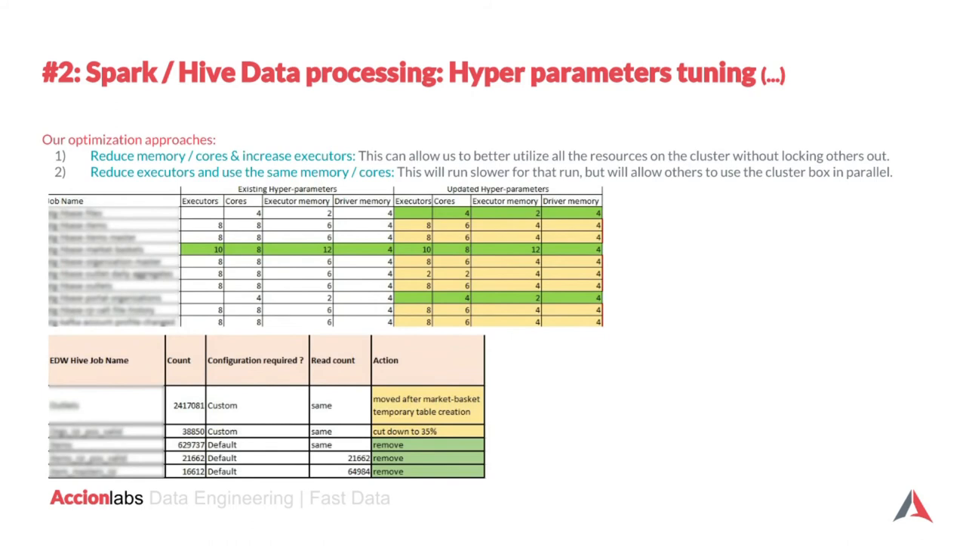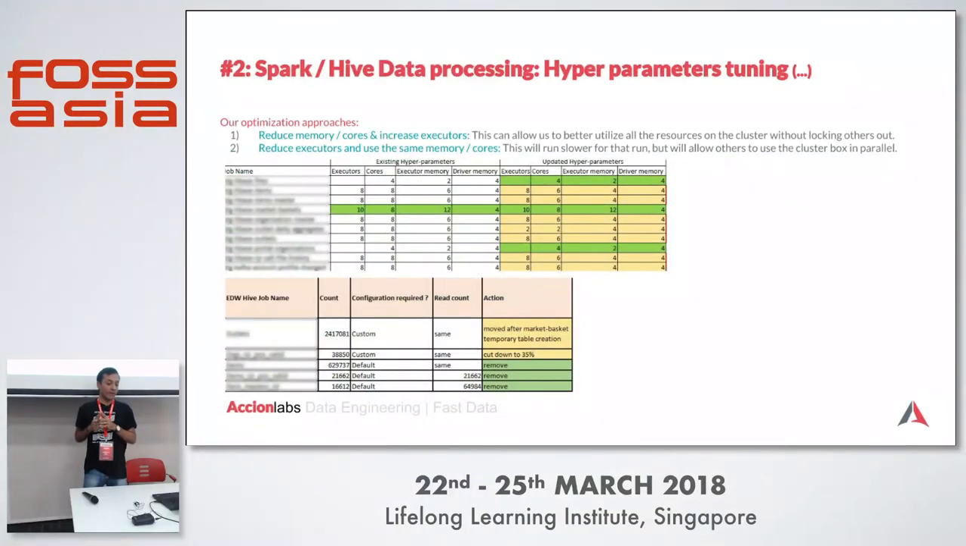So one thing is you can apply two approaches. One approach is to reduce memory and cores and increase the executors. This can allow us to better utilize all resources on the cluster without locking others out. If you reduce the executors and use the same memory that you had, if you face a problem, this will run slower for that run, but will allow others to use the cluster in parallel.